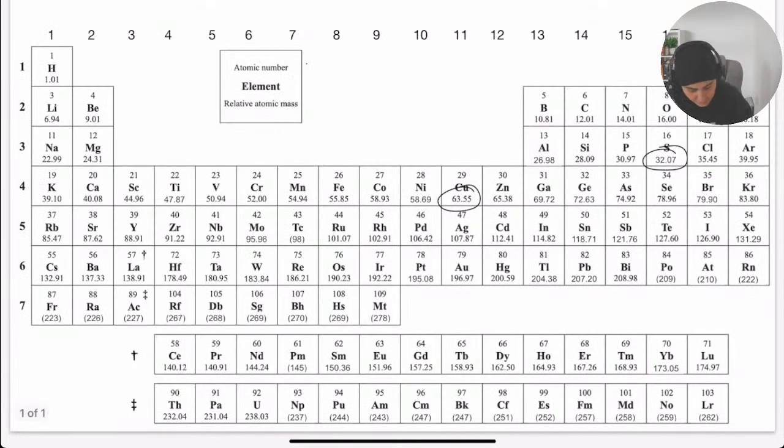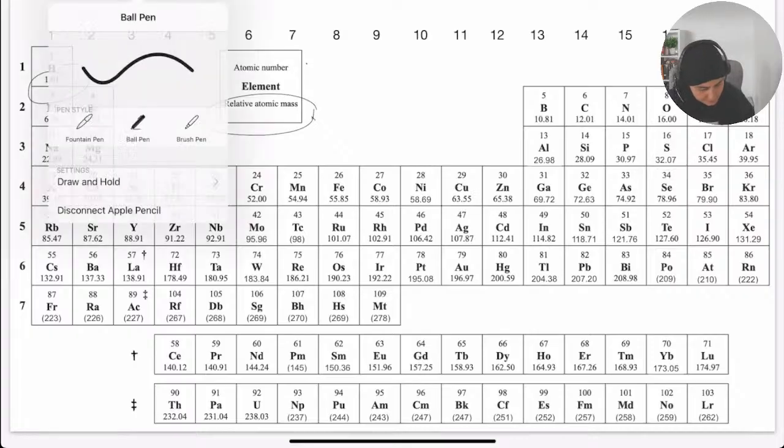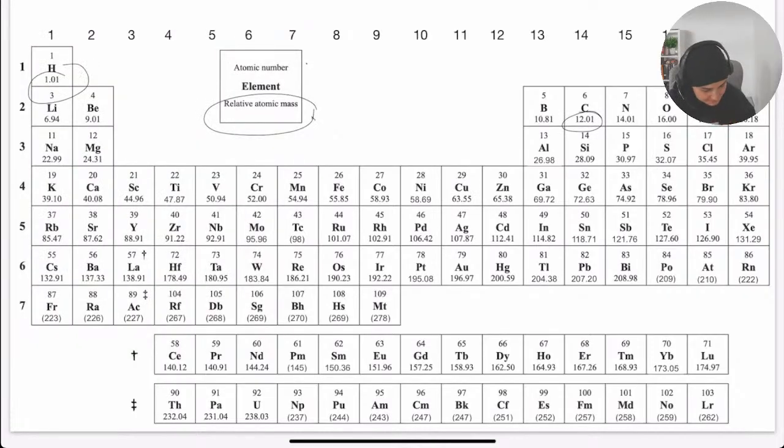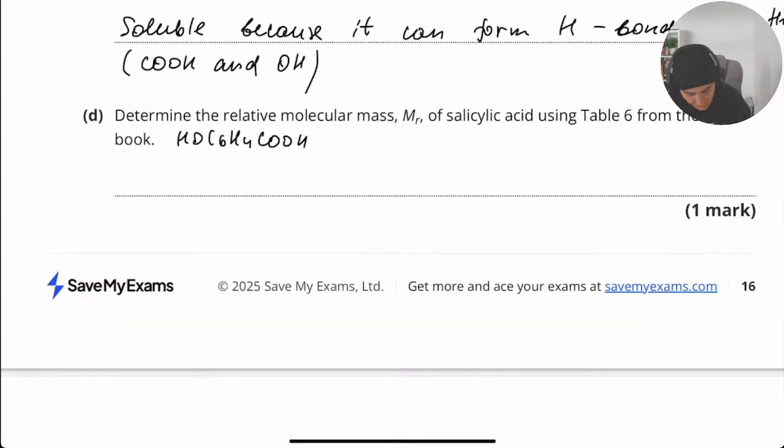So hydrogen relative atomic mass is 1.01, carbon is 12.01, oxygen 16. Okay, so I have hydrogen times how many hydrogens do we have? 1, 5, 6. Yeah, 6. Plus oxygen 16 times 3 plus 12.01, that's carbon times 6 plus 1 times 7.